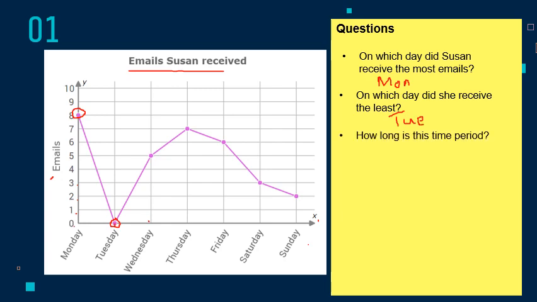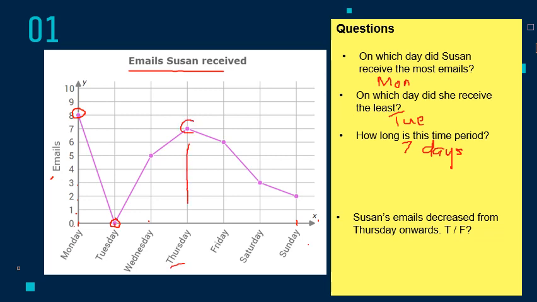How long is this time period? Well, I want to look at my x-axis because this is to do with time, whereas my y-axis is to do with number of emails. So it starts from Monday and ends on Sunday, so it's 7 days or a week. Susan's emails decreased from Thursday onwards, true or false? So let's go to Thursday, which is here. I go up. And I can see that they're getting smaller, which we know is decreasing, so it is true.